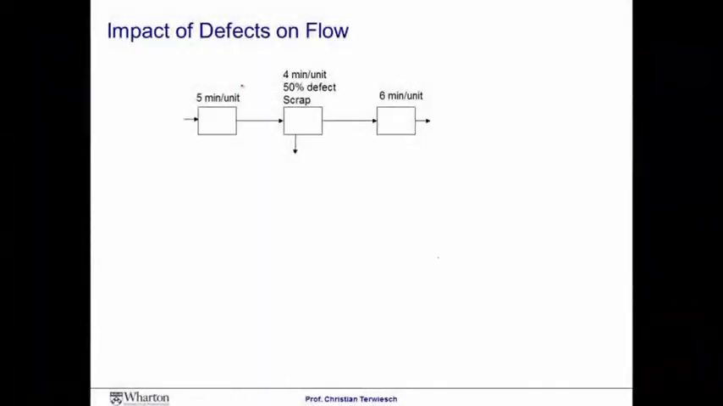Let's ignore the effects of variability for a moment and turn our attention to the following process. It's a three-step process with processing times being 5 minutes at the first resource, 4 minutes at the second, and 6 minutes at the third. Where is the bottleneck? Assuming though that there is a defect probability of 50% at the second resource.